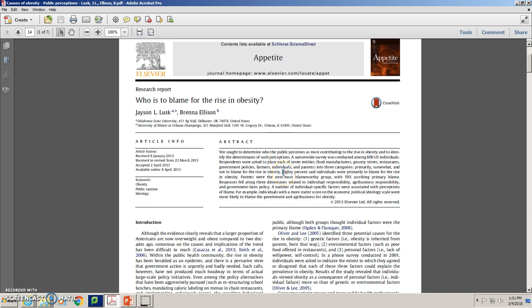Next sentence shows us the main result of their research. 80% said individuals were primarily to blame for the rise in obesity. And the next sentence continues with the results. Parents were the next most blameworthy group, with 59% ascribing primary blame. And the next sentence, responses fell along 3 dimensions related to individual responsibility, agribusiness responsibility, and government farm policy. And the next 2 sentences go into more detail about the results.